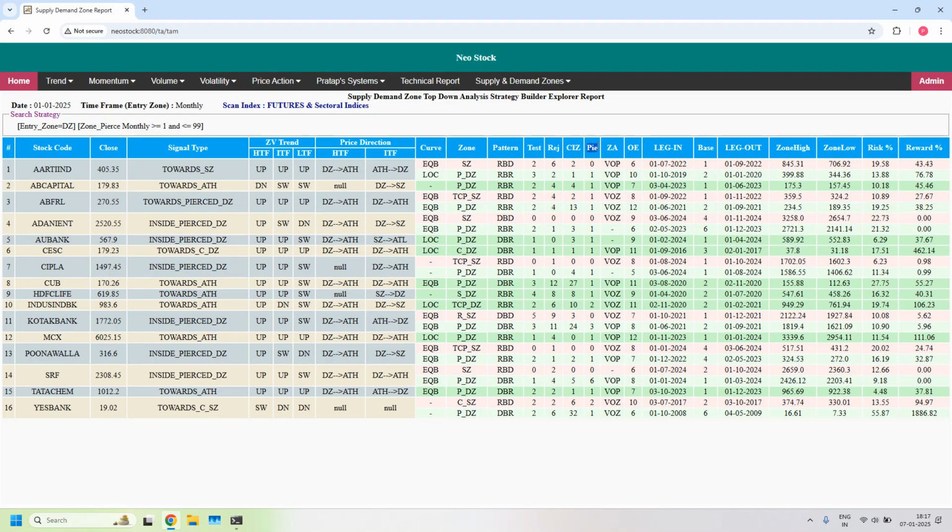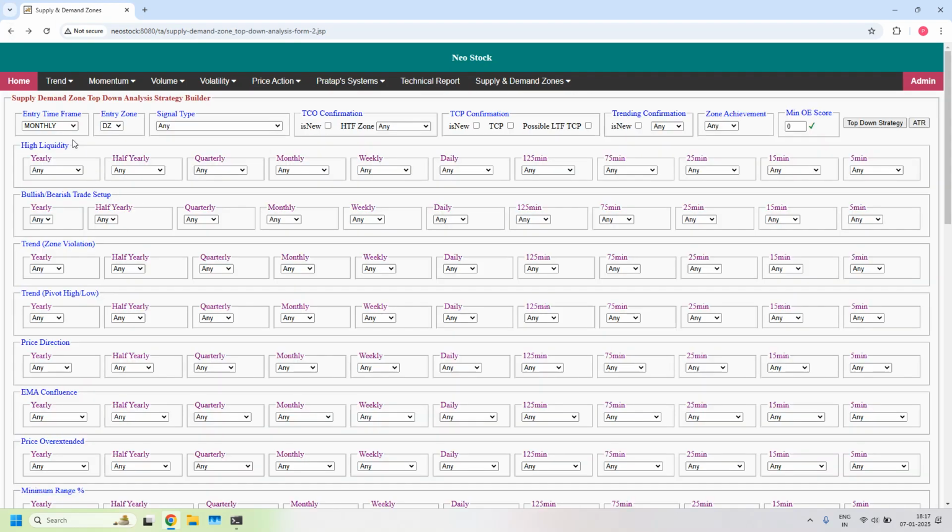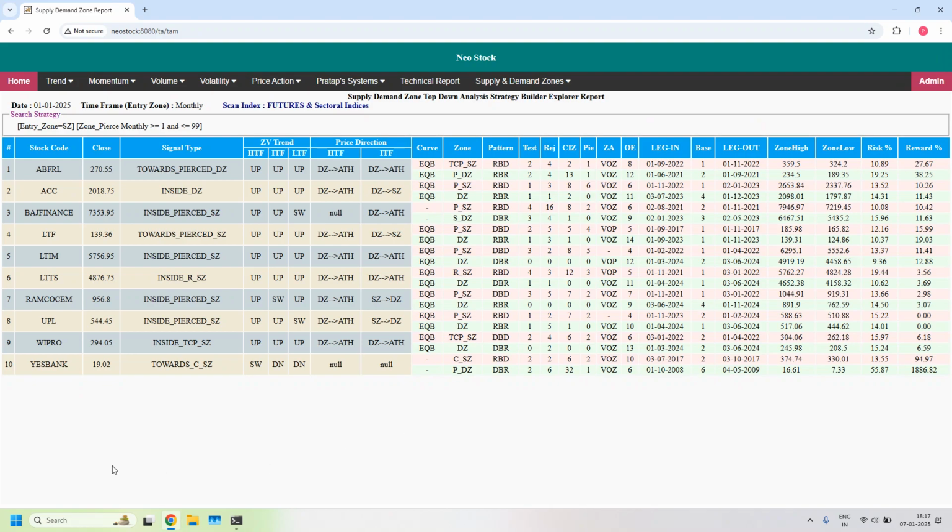Always look into the PIE column in the demand zones. Green color is the demand zones. Look for that, because we are filtering based on the demand zones. Okay, next, monthly time frame. The supply zones are pierced. Monthly supply zones. We got 10 stocks. In the pierced count, we got 10 pierced monthly supply zones.